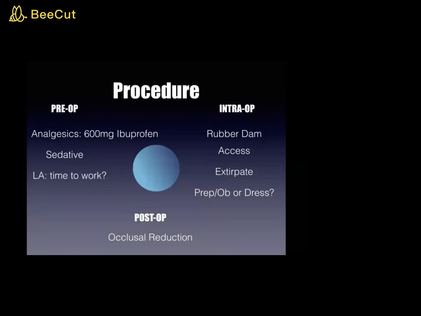As I said, you may want to give an intraligamental, and then ultimately, if that doesn't work, you have to go into the pulp and decide: either extirpate it, or do you prep it? Yeah, you just dress it. So you either prep or obturate it, or you just dress it. You need to make that call. Post-operatively, as I've mentioned, you'd reduce the occlusion.